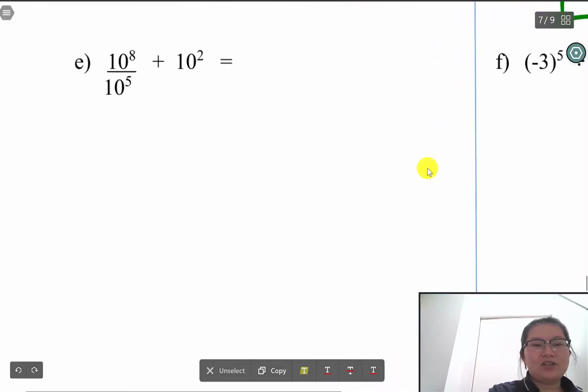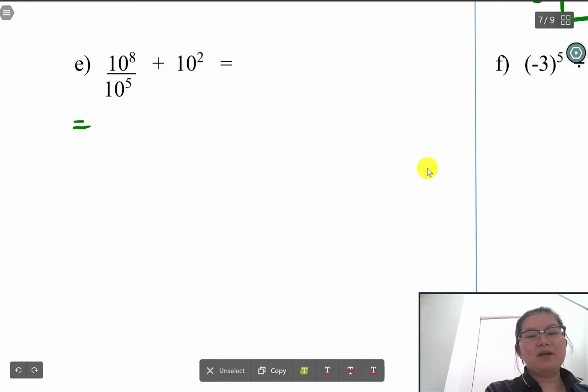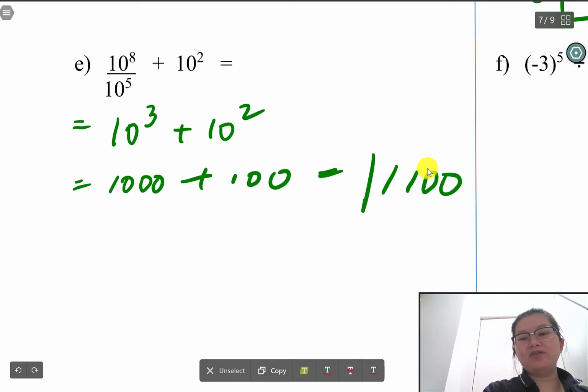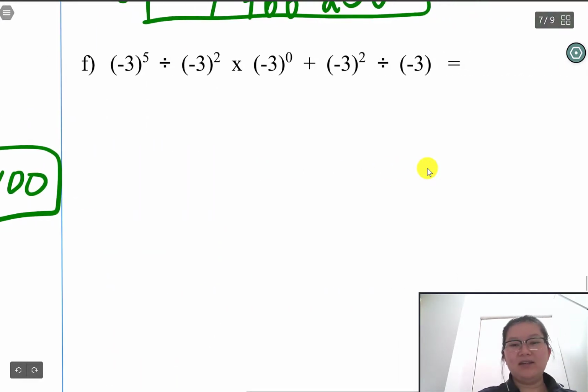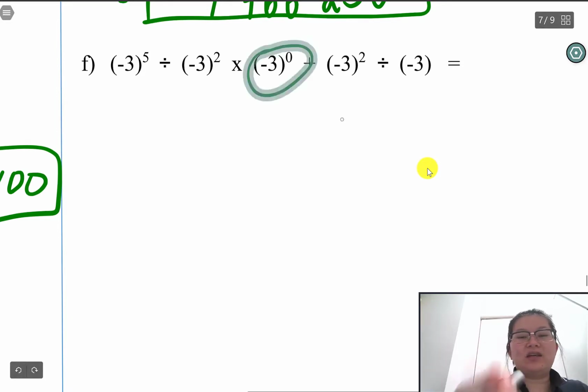Okay? All right. So you also had a chance to do E, and this one is actually not too bad. First, we do the division, top and bottom. This is 8 minus 5. That's 10 to the power of 3 plus 10 to the power of 2. Hey, that's not too bad at all. This is just 1,000 plus 100. You're going to get 1,100. Easy peasy. Okay, next up we have the following. And you might be tempted to say, hey, that's 1, so I can just get rid of it.